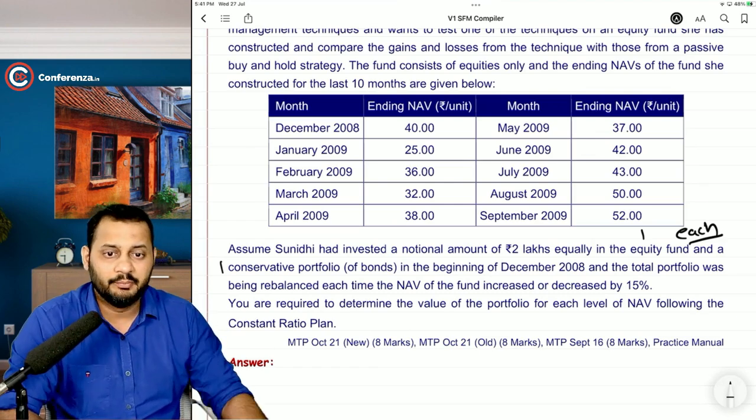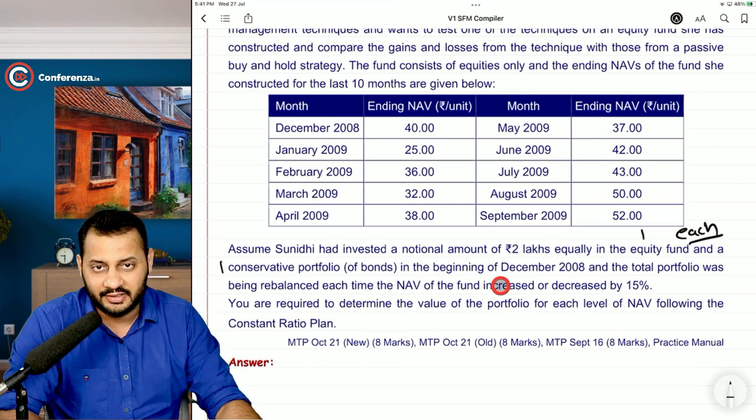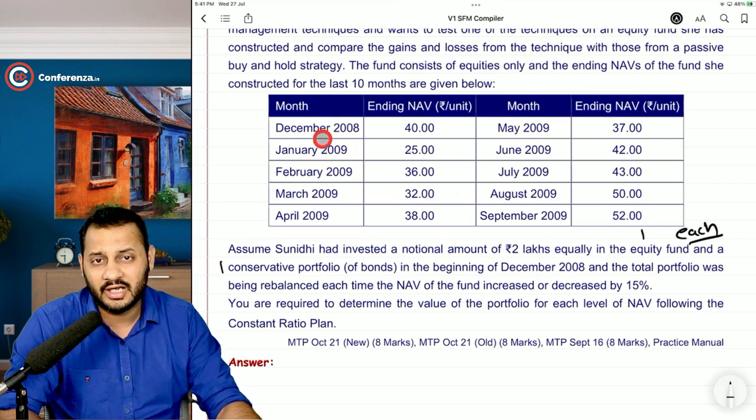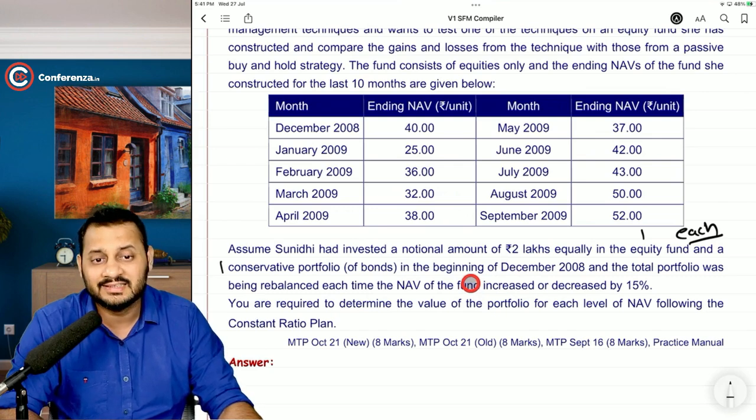Okay. In the beginning of December 2008, now this is a mistake in the question. They said beginning of December 2008, but the first NAV that we have been given is the ending NAV, not the beginning NAV. And they started with 40. So consider this as ending of December 2008 instead of beginning. That's a fault in the question itself.